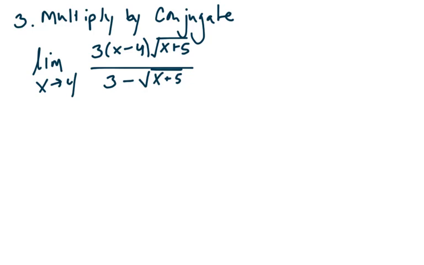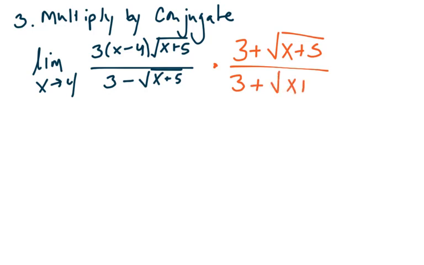If I were to directly substitute into the denominator, hopefully you can see I'd get a 0. And similarly, if I were to directly substitute into the numerator, I also get a 0. So let's try multiplication by a conjugate. For this one, I'm going to multiply by the conjugate of the denominator. So I'm going to go ahead and multiply by 3 plus the square root of x plus 5 over 3 plus the square root of x plus 5.